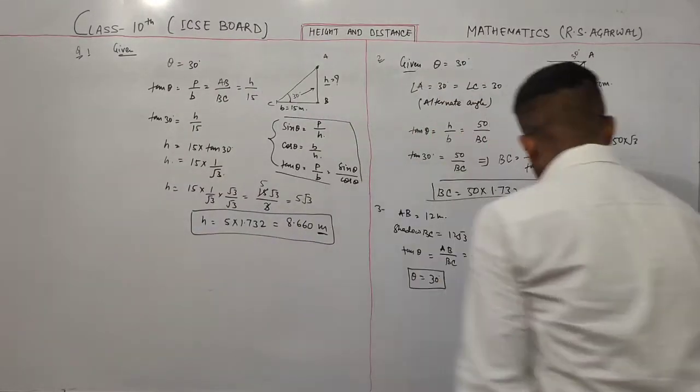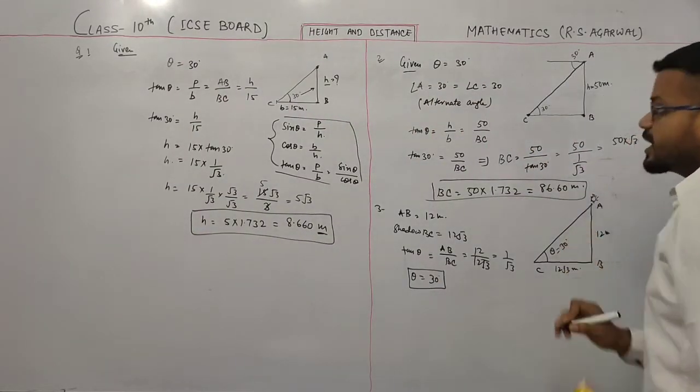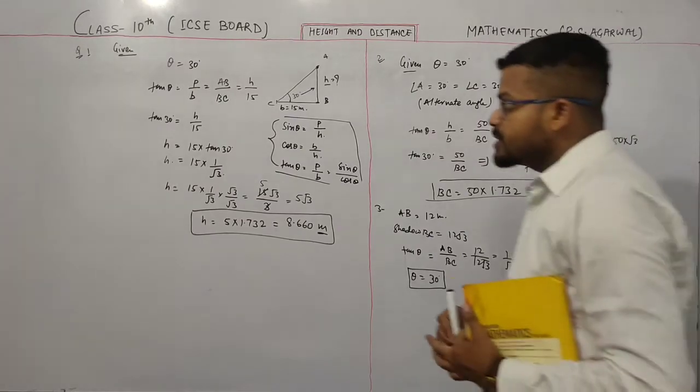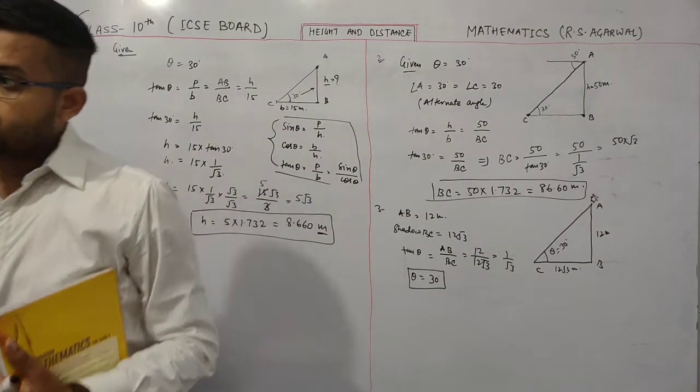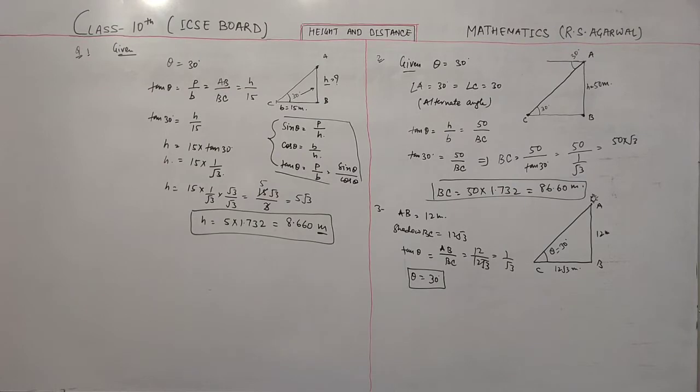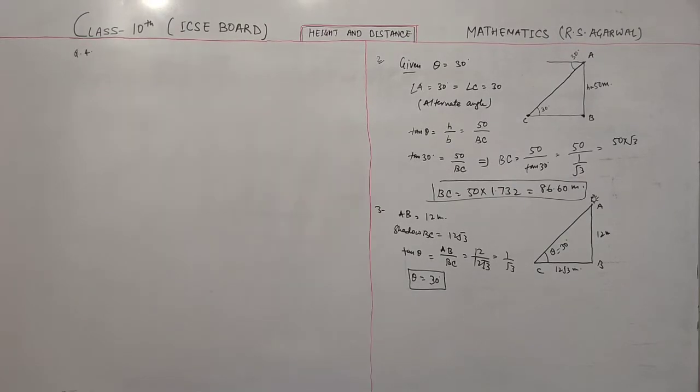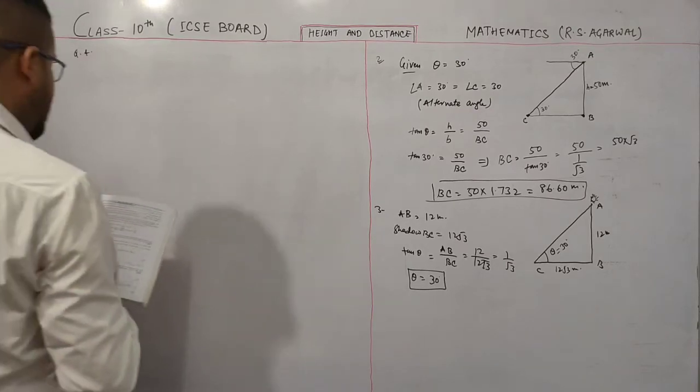So this angle of elevation is 30 degree. This is question number 3. Now come to question number 4. A kite is flying with a thread 80 meter long.